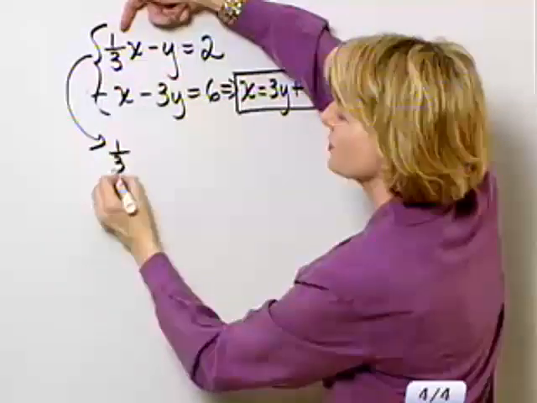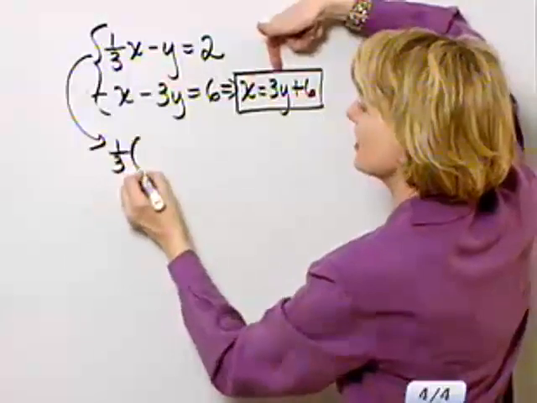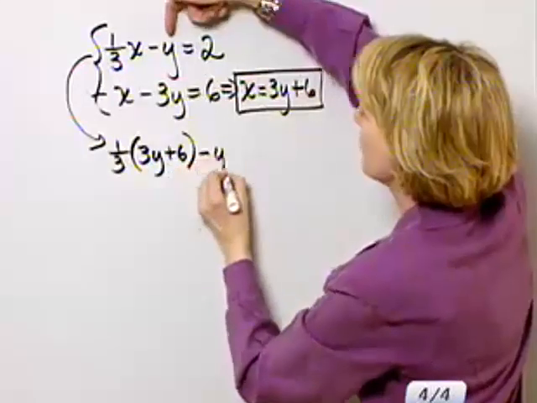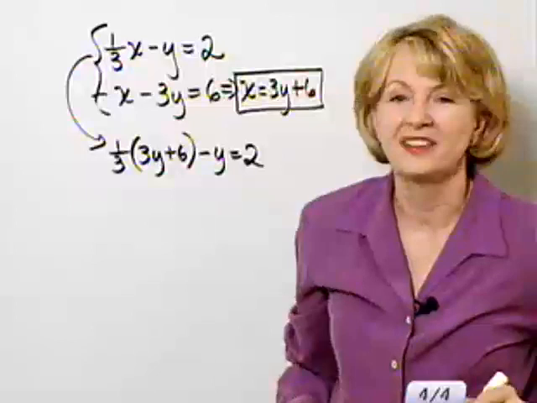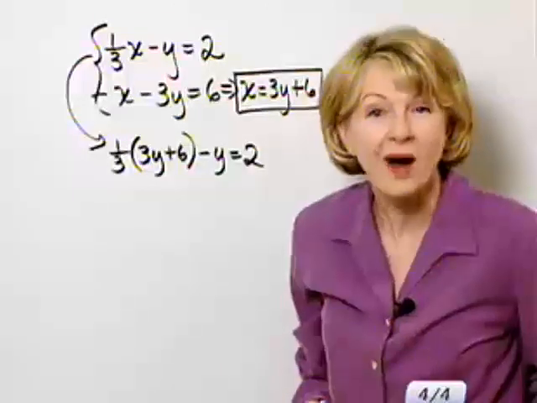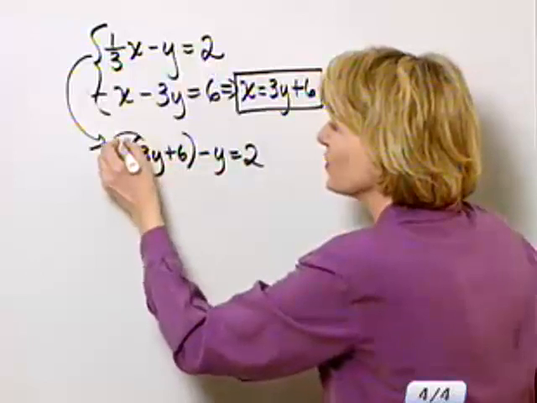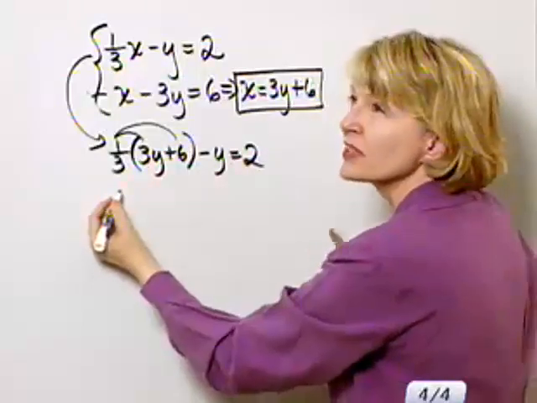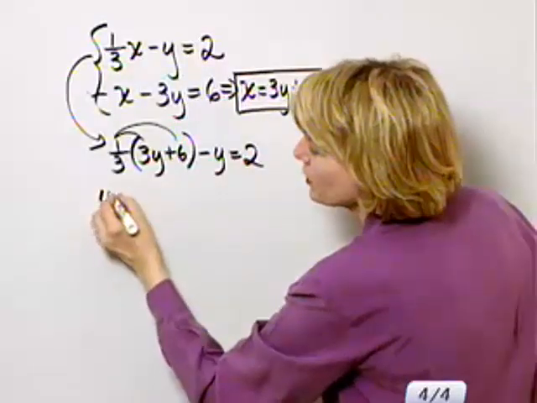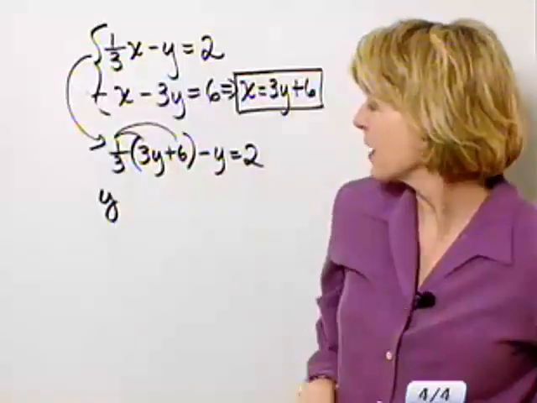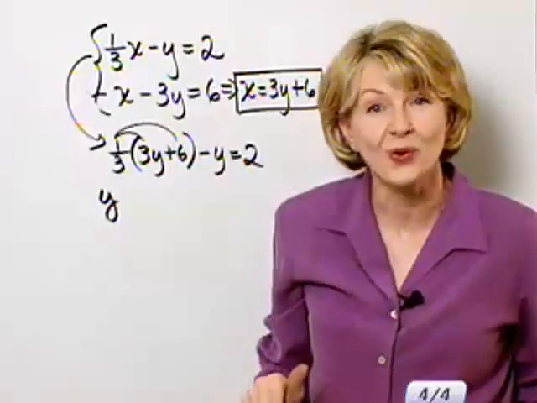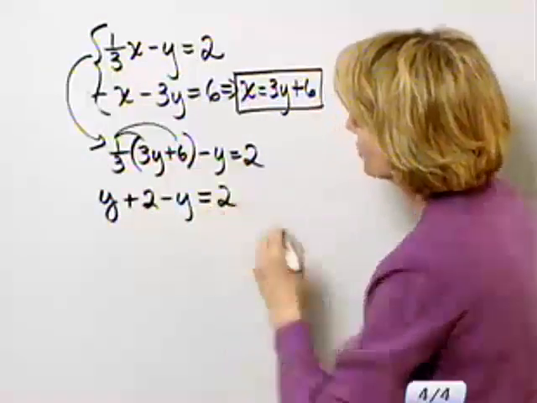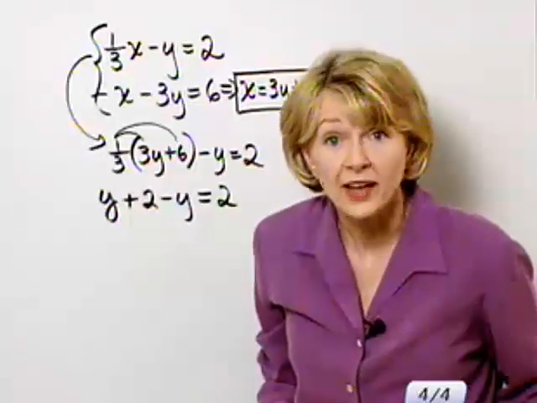I do have 1/3. Now instead of x, I will write 3y plus 6, and then minus y is equal to 2. Let's now solve this equation for y. Luckily, we again have multiples of 3 here, so 1/3 times 3y, 1/3 times 3 is 1, so I have 1y, or simply y, and then 1/3 times 6, that's 6/3, or 2, and then minus y is equal to 2. Now notice what happens.